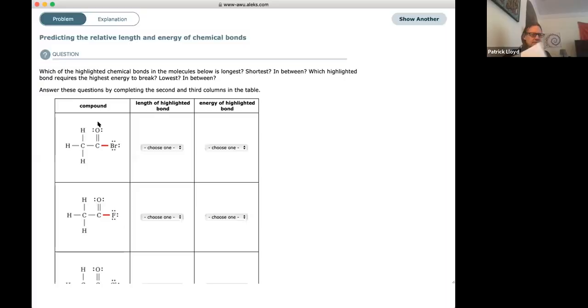Okay, I want to show you this one. This is the last one in the problem set. Predicting the relative length and energy of chemical bonds. And this is an interesting topic. And what I want to do, I'm not allowed to click these, but that's okay. So let me talk about it a little bit.